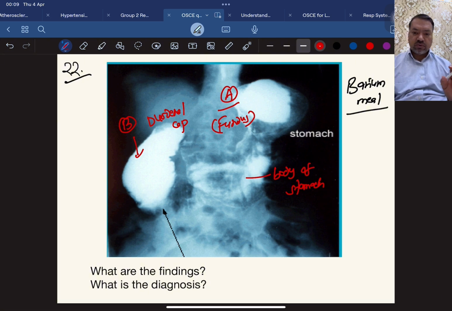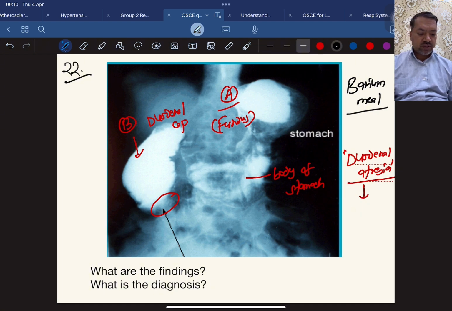So if you think properly, this is a case of duodenal atresia. What do you mean by duodenal atresia? Atresia means that area is blocked, it is not formed. So there is no passage from this area, it is blocked here. So the barium is collected here. When the patient has swallowed it, it is not going distal to it. Duodenal atresia.